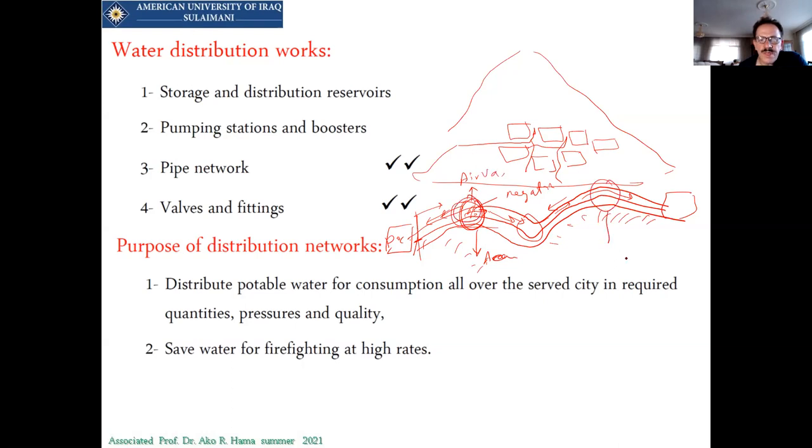So the peaks need to have an air valve just to let the air, the vacuum pressure, go out and let the flow continue. And here we need a drainage valve. Drainage valve.